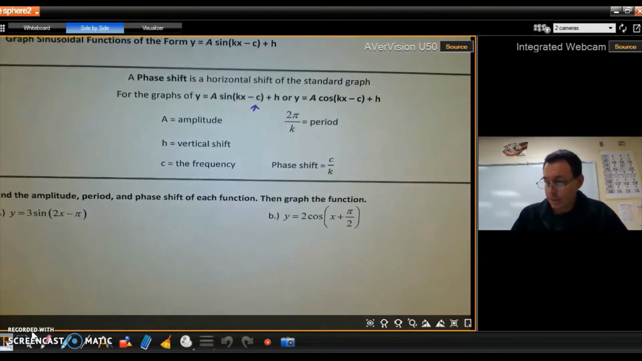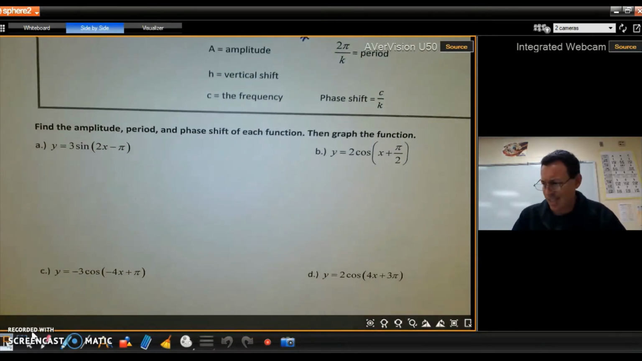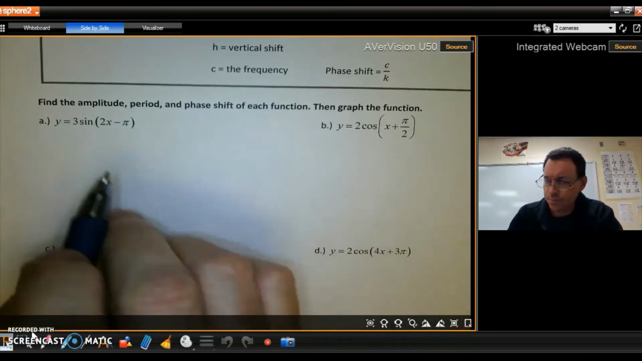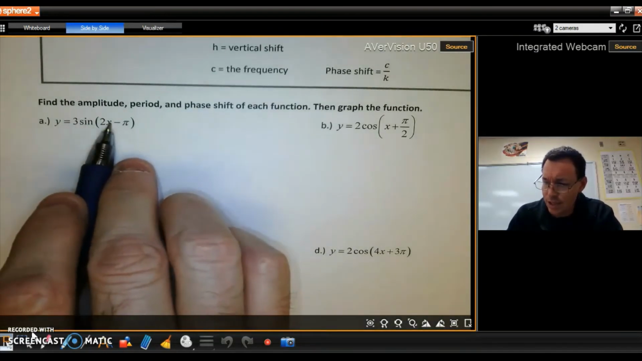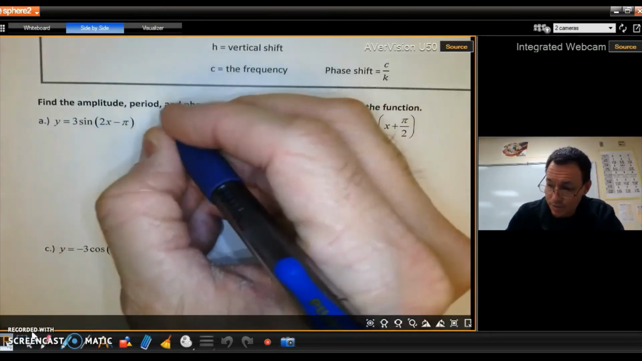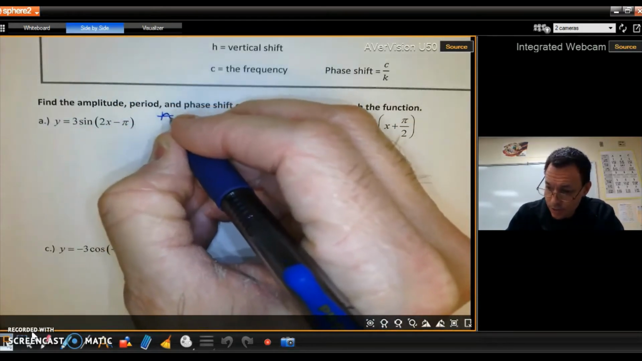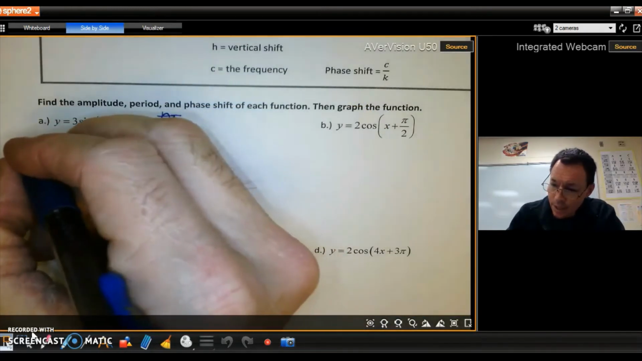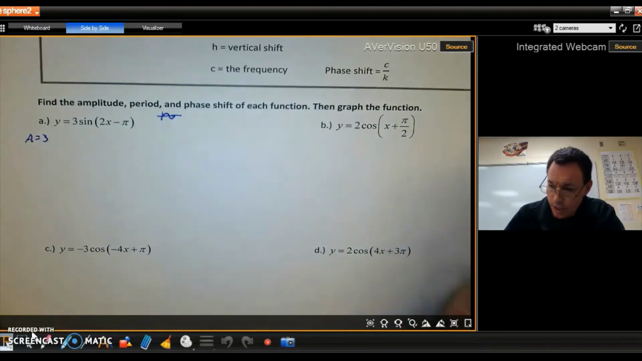Okay? So let me show you how to do one of these. It's going to add one little tweak to how we do our graphs, but I don't think you're going to have a whole lot of trouble with it. So look at the first one. I've got 3 sine (2x minus pi). All right, so what do I know here? I know it's a sine graph. So sine graphs look like that. Okay, I'm just going to be thinking about that. I know the amplitude is 3.